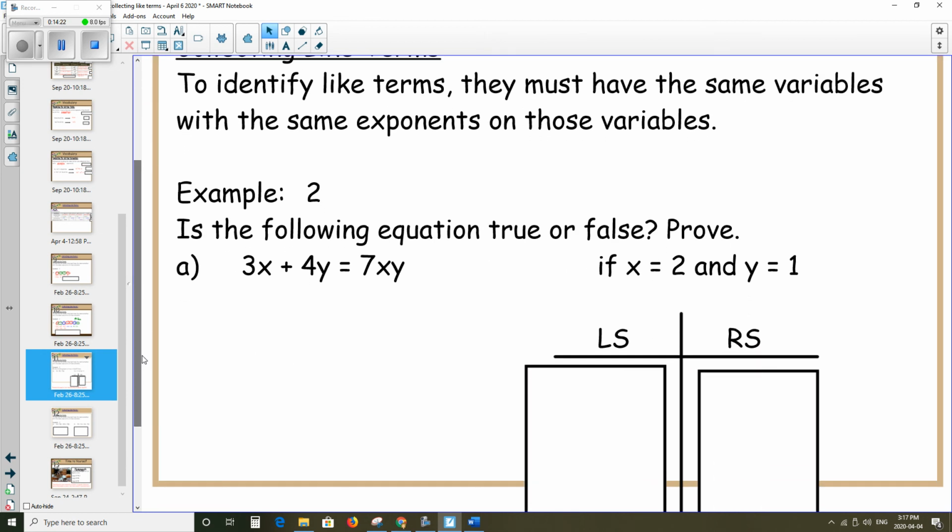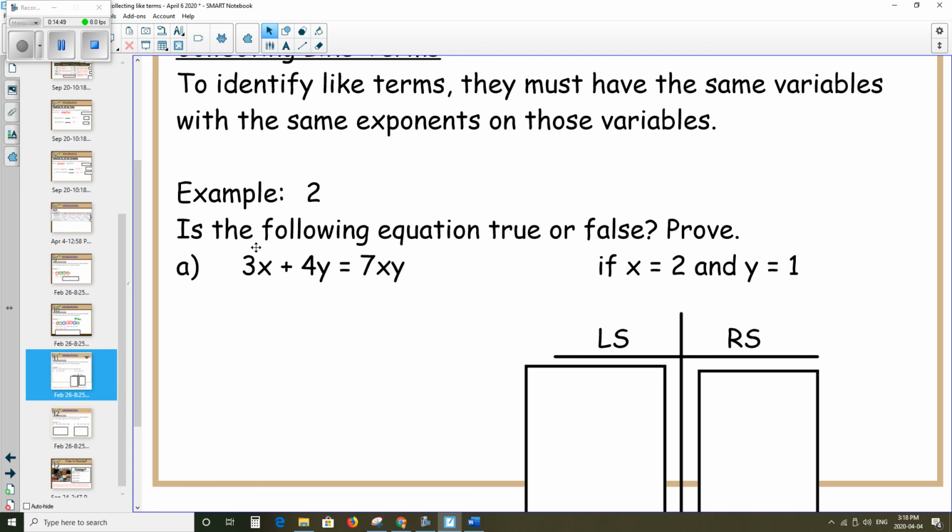Continuing, second example. For this one here, we want to know, is the following equation true or false? And then prove it. So do you think that 3x plus 4y is equal to 7xy? Do you think this is true? That's what we want to check. So what I've done is I've just randomly said, why don't we let x equal 2 and y equal 1, and then see if the right side is equal to the left side.